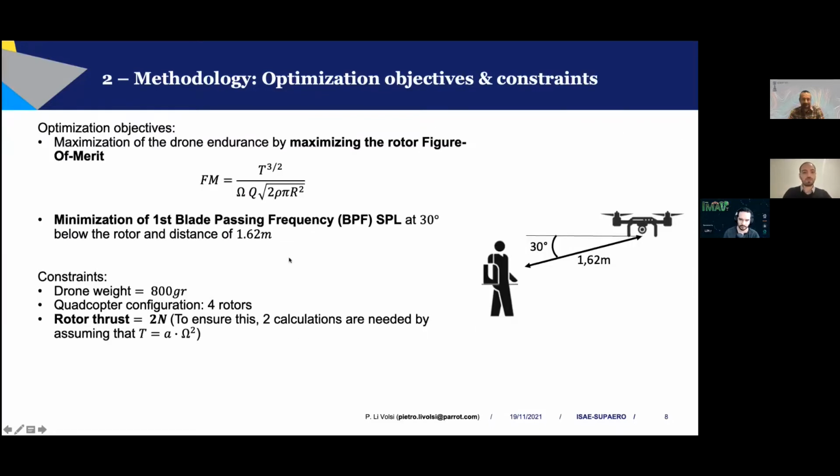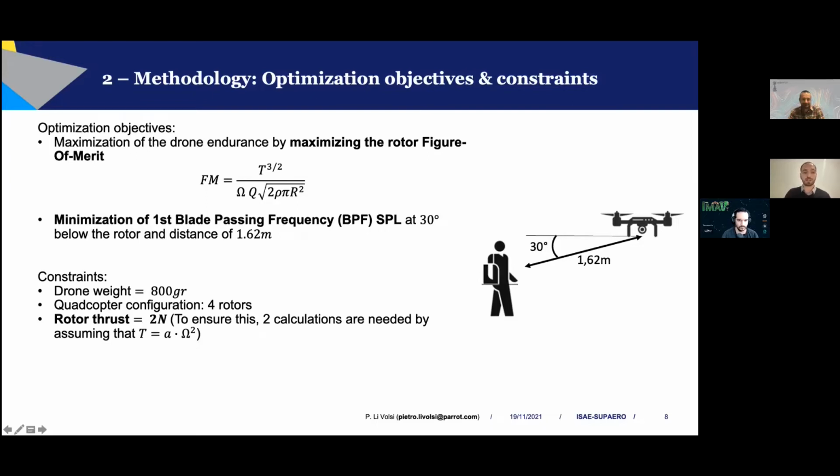As said before, the two objectives for our optimization are, on one side, the endurance, which we want to maximize through the rotor figure of merit. And on the other hand, we want to minimize the first BPF, blade passing frequency, SPL for a microphone located at a far-field distance of 1.62 meters and an angle of 30 degrees below the rotor.